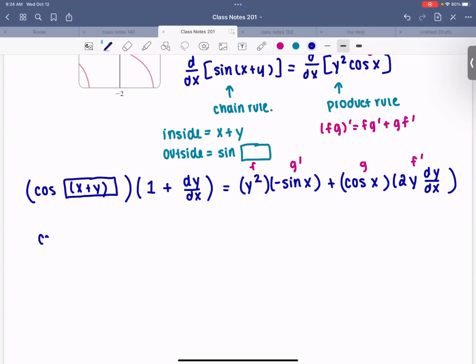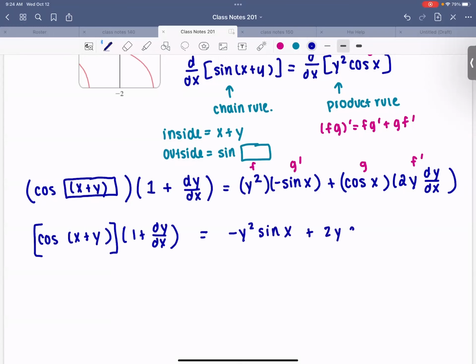This becomes the cosine of x plus y, 1 plus dy dx. And because there's a lot of parentheses here, I'm actually going to put the cosine in brackets just to kind of section it off from the 1 plus dy dx. On the right, we have negative y squared sine x, and we've got a 2y cosine x dy dx.